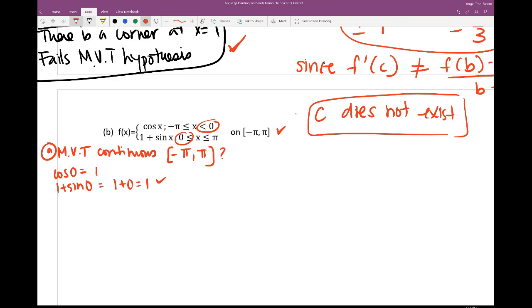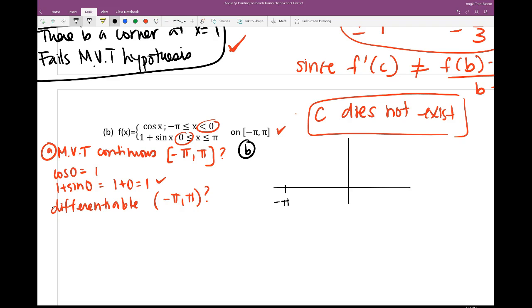Now, is it differentiable? That's a different question, right? Differentiable from negative pi to pi. We can totally graph it out and see. So let's do that. Here we go, let's graph it. And if you can't really determine, then we have to back it up with the formula of the limits. Part B says, let's graph it. It wants some negative pi, so I need some space.